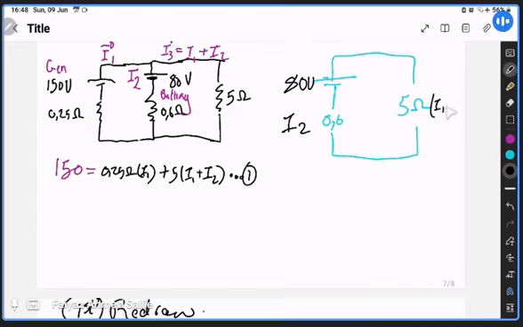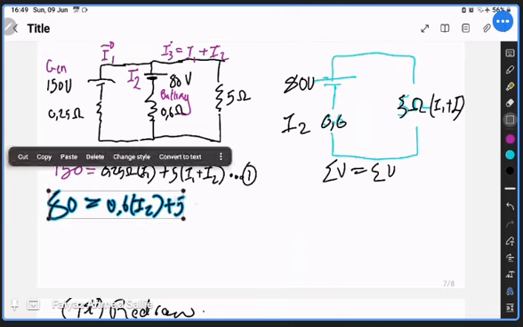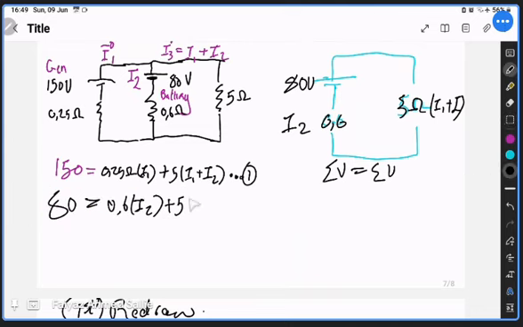Current here is I1 plus I2. And this is 5 ohms, and this is 0.6. So now we have to get the sum of the voltage equal to the sum of the voltage. And we have 80 volts here. Then we have 0.6 multiplied by I2, plus on the other side we have 5 times (I1 plus I2). So let's copy this onto the other side, and this will be our equation number 2.